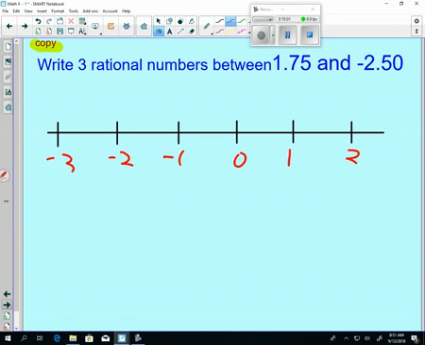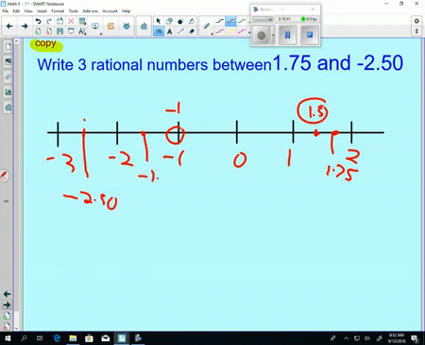Three rational numbers between 1.75 and the negative value. Well, where's 1.75? If I go halfway in between here, that's 1.5. So 1.75 would be there. So there's one number, 1.5. That's smaller. Then I could write -1. That's in between. My smallest number is -2.5. So I come down to -2, -3. So halfway in between is going to be -2.5. So I could put this number, -1.5.